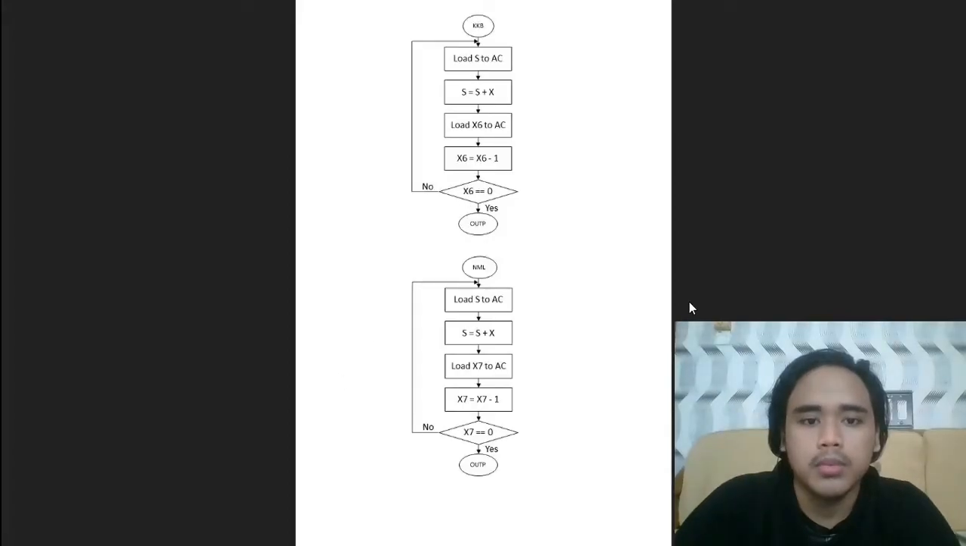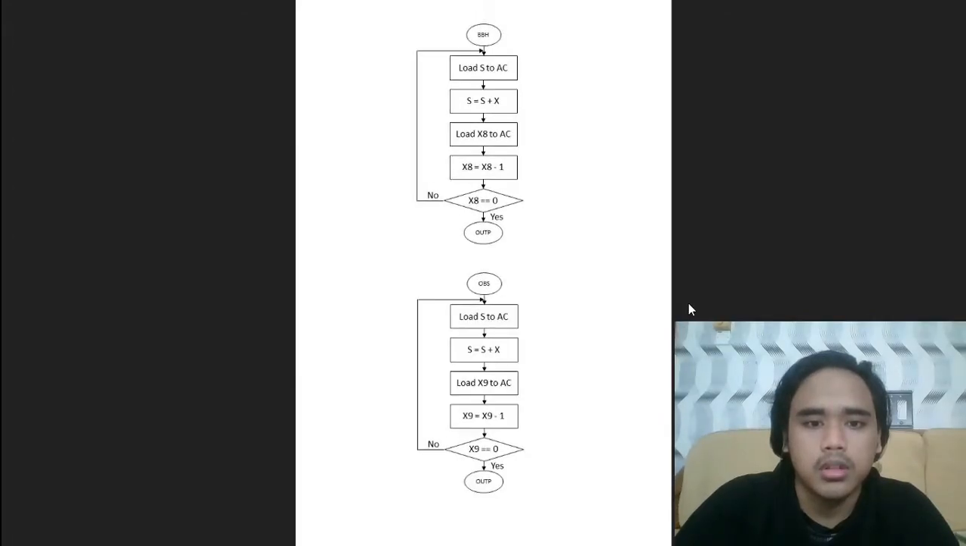For the loops of KKB, NML, BBH, and OBS, we will use a new variable, which is S, and we load the S to the AC. The value of S will be added to X. Every loop has its own variable, which is X6, X7, X8, and X9. Each variable has its own value that has been declared in the early coding. The value will be used to stop the loop. For example, when X9 is equal to 0, the coding will go to the output.